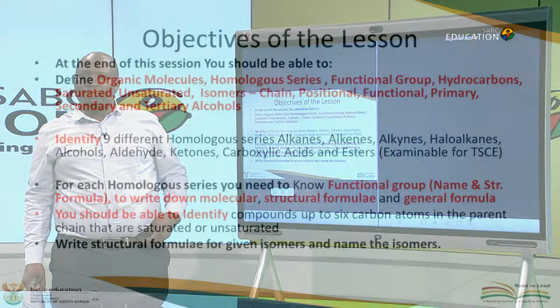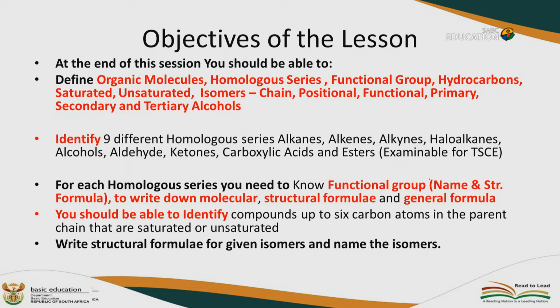The objectives of this lesson. At the end of this session, learners, you should be able to define organic molecules, define homologous series, define functional group, define hydrocarbons. Under hydrocarbons, you must be able to define saturated hydrocarbons and unsaturated hydrocarbons. You must be able to define isomers, which are the chain isomer, positional isomer, and functional isomer. Lastly, you must be able to define primary, secondary, and tertiary alcohols.